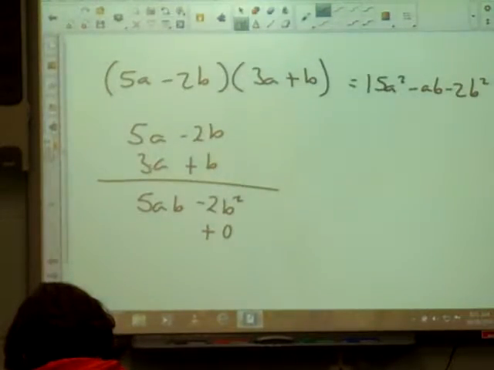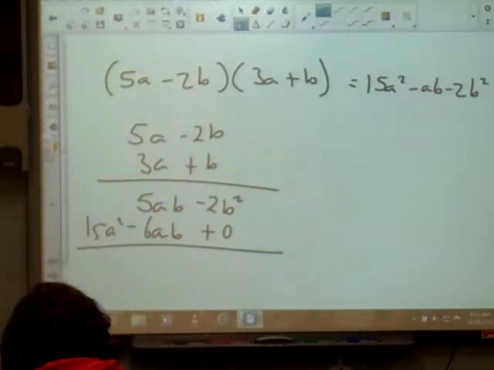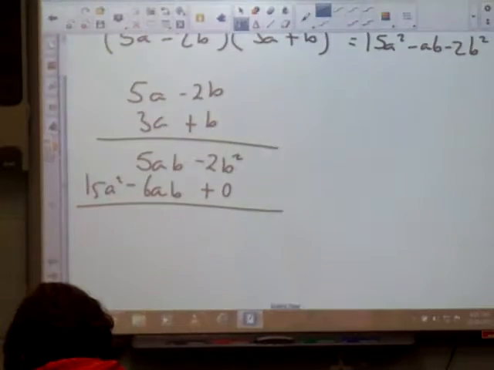So now I got to take this 3A to both of those. So 3A times negative 2B is negative 6AB. 3A times 5A, 15A squared. Then you combine your like terms, which are stacked up because we put that 0 in, remember? 15A squared minus AB minus 2B squared. So that's just a third way of doing it. I still like FOIL better, but you do it any way you like.